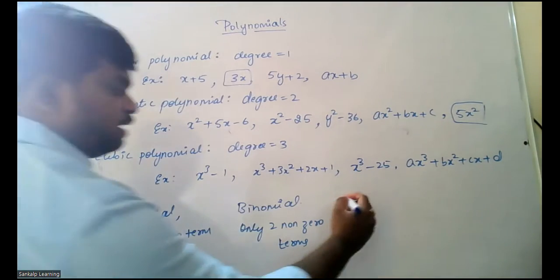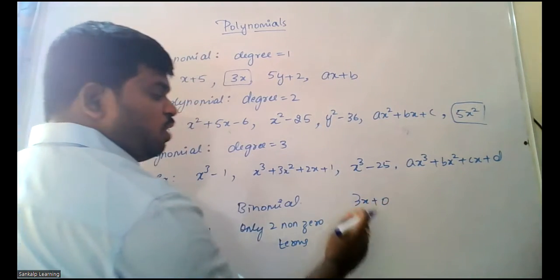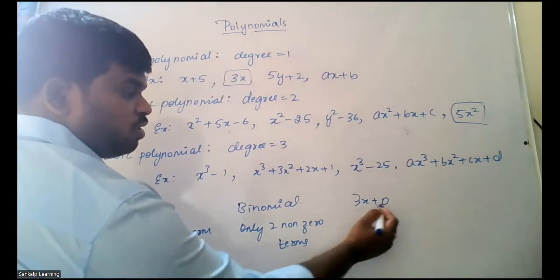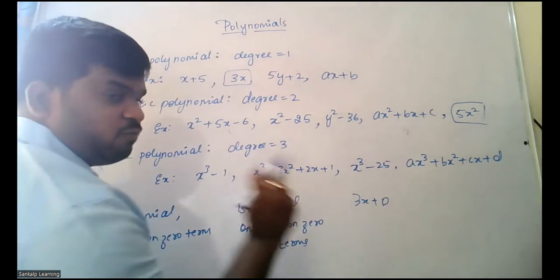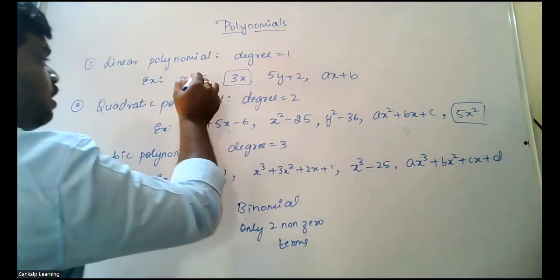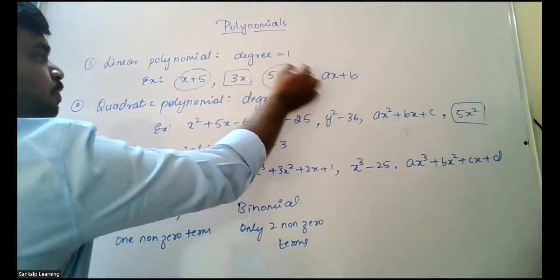See, I cannot write 3x as 3x plus 0 and tell this as binomial. This is not a binomial because this is non-zero, but this is 0. Therefore, there is only one non-zero. Therefore, we call it as monomial. Okay. But binomial, this is a binomial.